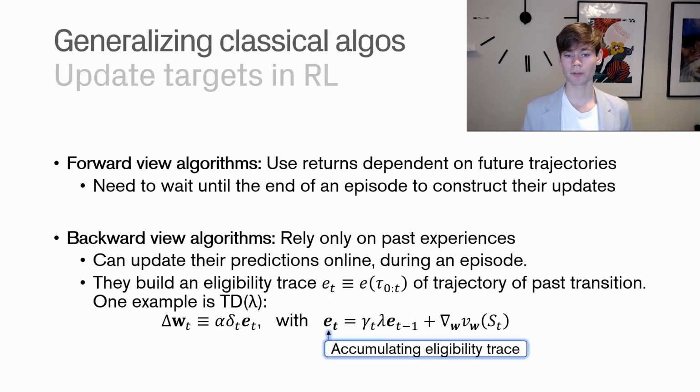The reason why we're bringing these up is because the forward and backward looking algorithms, and also this extension from Monte Carlo to TD(0), is something that will be very much of interest for the eligibility traces that we aim to discuss. Just to recap what I said before, between forward and backward looking algorithms: forward view algorithms use the return dependent on future trajectories.